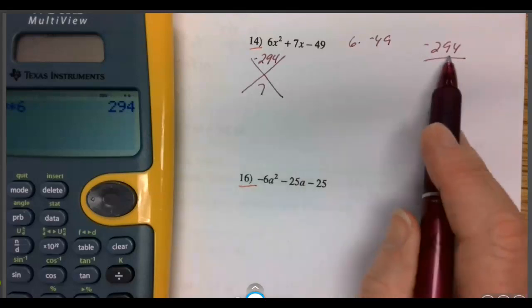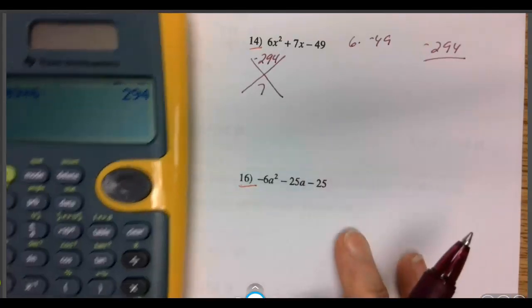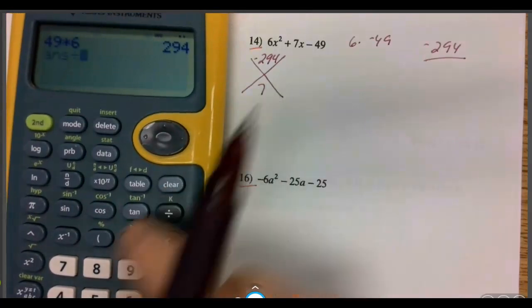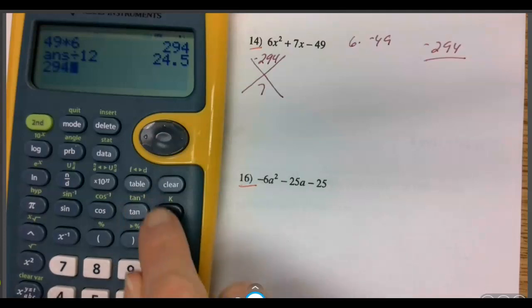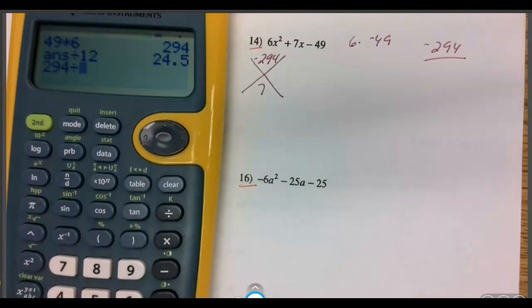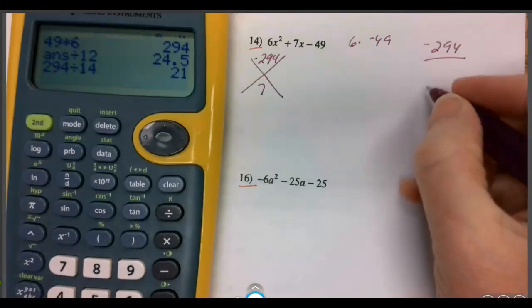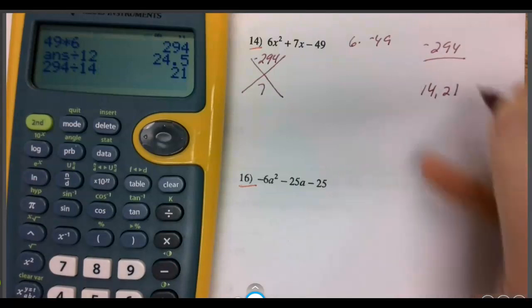Okay, so now let's just try some things. So take 294, so I'm just going to take my calculator. 294 divided by 12. I a lot of times start off by 12. That gives me 24.5. That's not going to work. 294 divided by, I don't know, what do you want to try? 14? Oh, 21. 14 and 21.